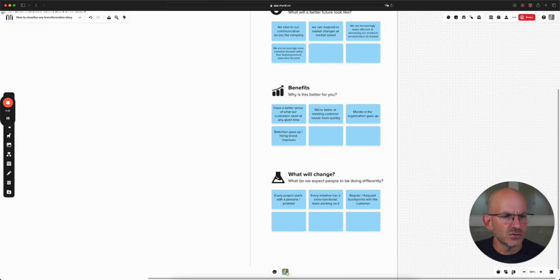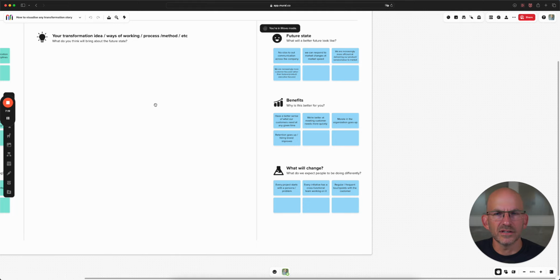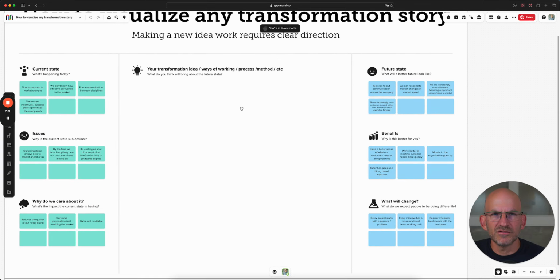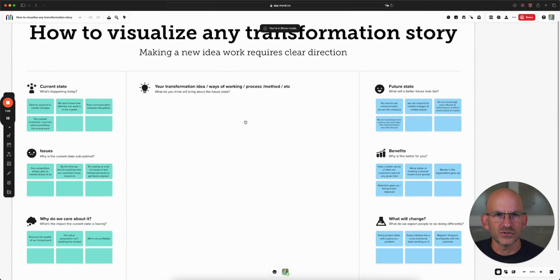Let me just kind of zoom out just a second here so you can see everything. But the idea as we're starting to visualize this transformation story is we're starting with our current state over here on the left, right? What's happening today? Why is that suboptimal? What's the impact it's having on the organization? And then we look at the other side and we're saying, well, in the future, if we solve for that, what does that look like, right? And why is that good? And we know that it's happening when we see people doing these specific things in the future, right?